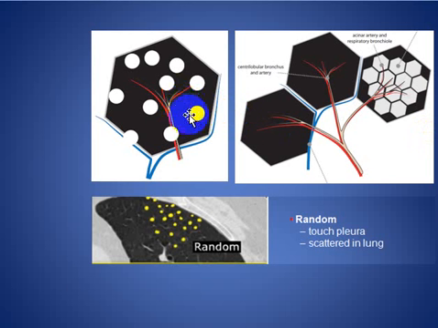The last pattern is the random nodular pattern involving the secondary pulmonary lobule. As we see here, this is randomly distributed, not in the centrilobular pattern alone, not in the perilymphatic pattern alone. It is randomly distributed, and it touches the pleura as in the perilymphatic nodule, and it is also scattered in the lung.